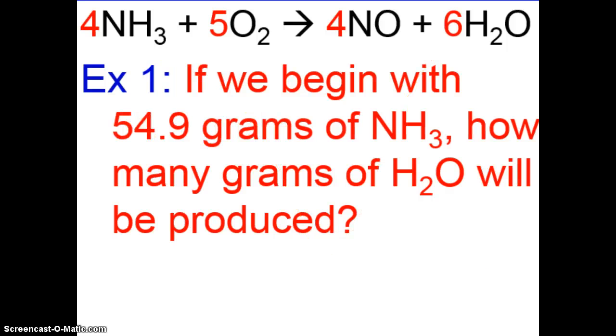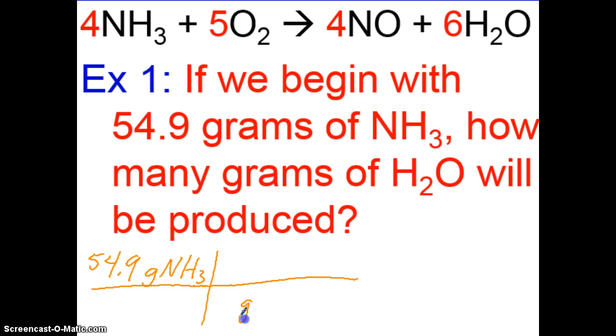This, of course, brings us to our worst possible situation, going from grams of one all the way to grams of the other. So, like usual, we're going to write down the number that they gave us in the problem, which is 54.9 grams of NH3, ammonia. We're going to draw a line, it's going to be a long line. So I'm going to put grams of NH3 down here and moles of NH3 up here.